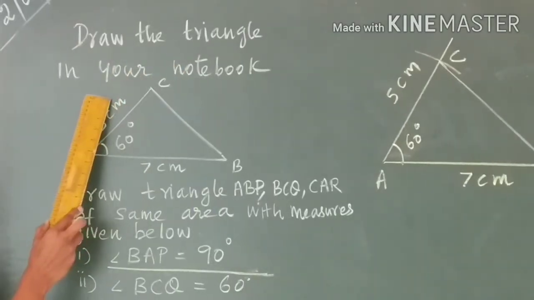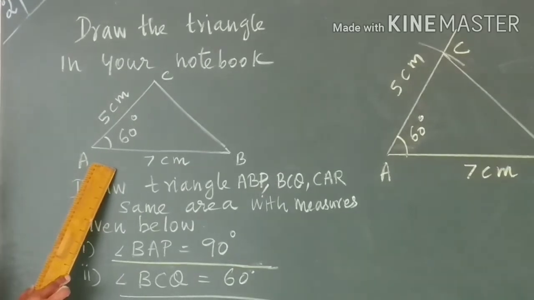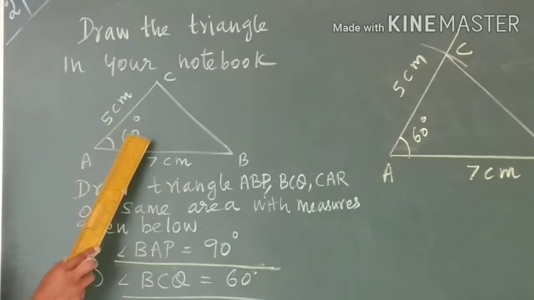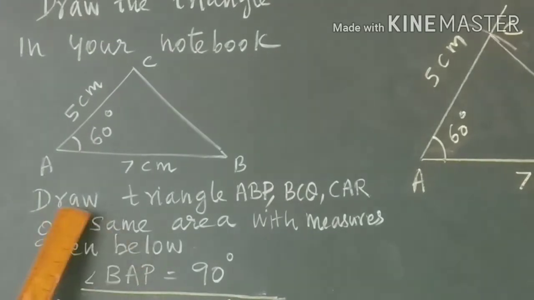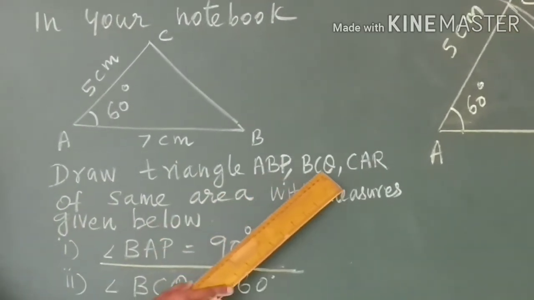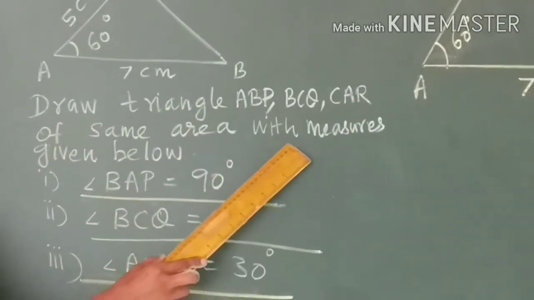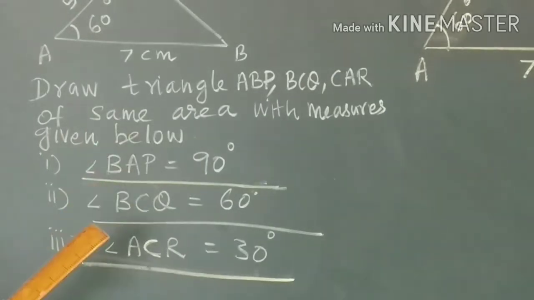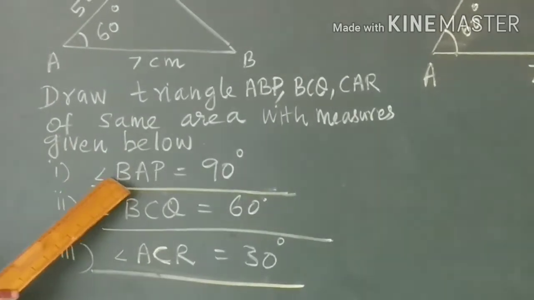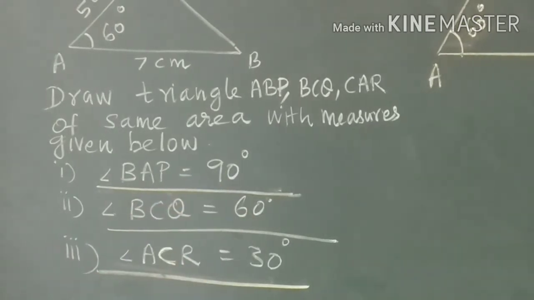Draw the triangle in your notebook. A rough figure is given. 7 centimeter, 5 centimeter, 60 degree. Question: Draw triangles ABP, BCQ, CAR of the same area with the measures given below. Look at the first question. Angle BAP is equal to 90 degree.